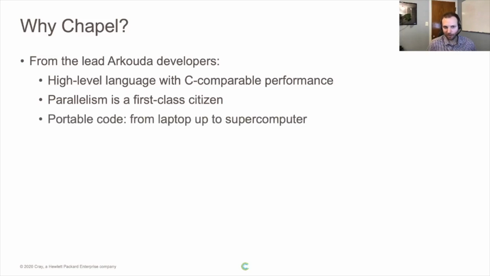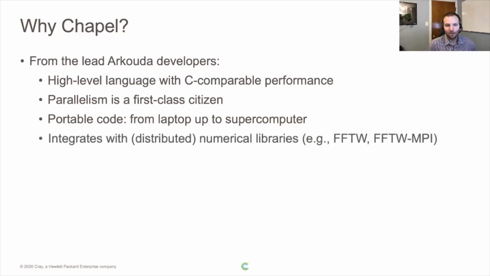Chapel is portable. It runs from a laptop up to a supercomputer, both portable in terms of performance as well as requiring no code changes to scale up to these systems. And Chapel integrates with numerical libraries, both single node and distributed. This owes to Chapel's native C interoperability, as well as many of these libraries are already wrapped and have an interface in Chapel's standard library, such as FFTW, BLAS, and LAPACK.